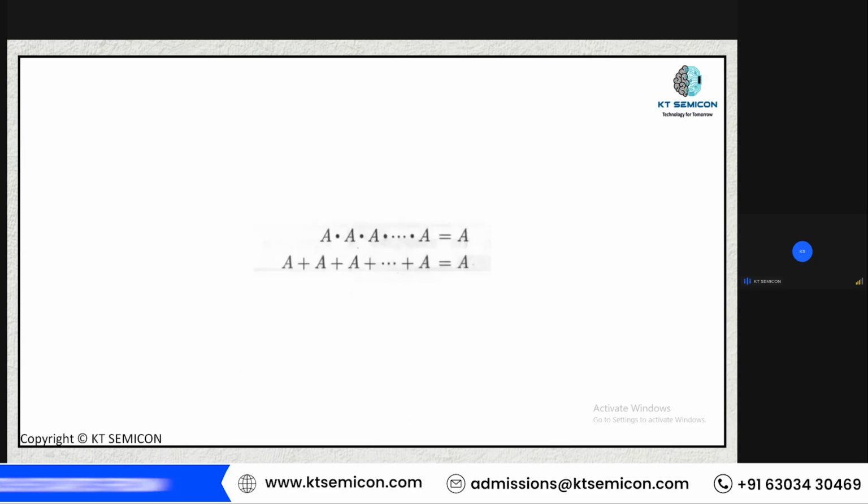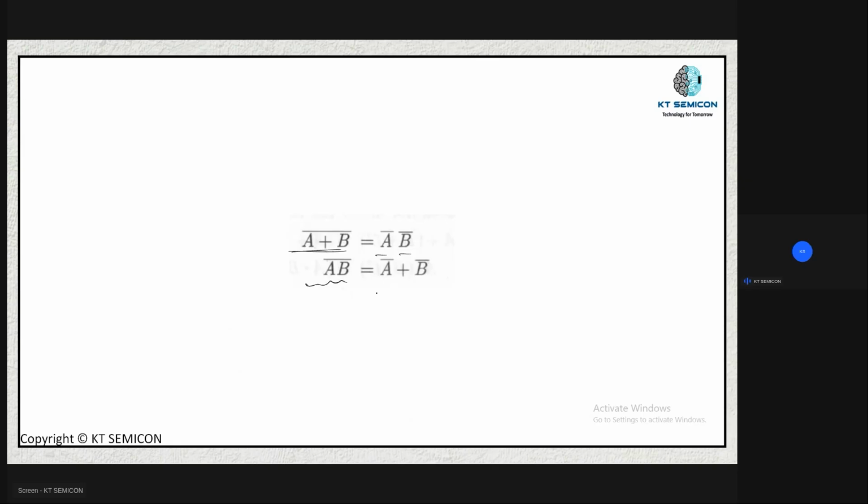Next is the idempotent law. In the case of your idempotent law, A dot A and so on, A is equal to A, and A plus A plus A and so on, A is equal to A itself. Okay, this is nothing but my idempotent law. Next is De Morgan's theorem. This is a very important theorem. Basically, De Morgan's theorem states that A plus B the whole bar is equal to A bar dot B bar, and AB the whole bar is equal to A bar plus B bar. This is nothing but my De Morgan's theorem.